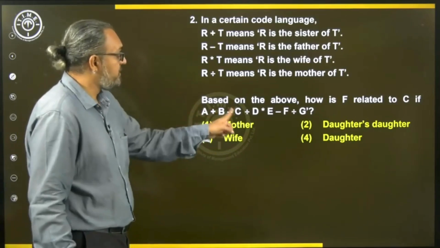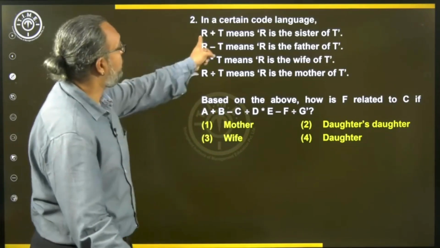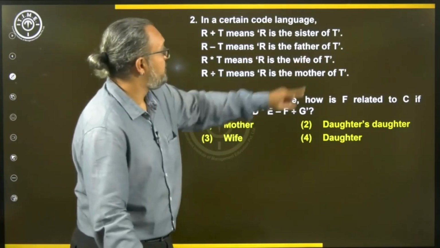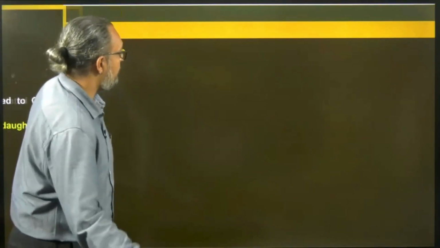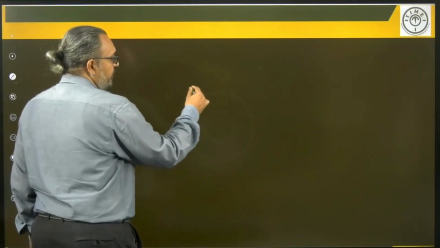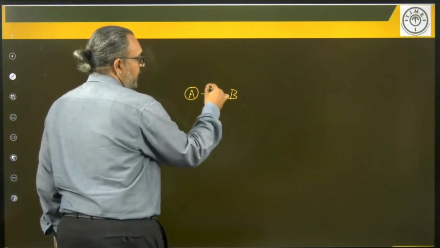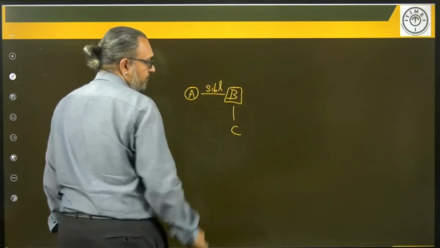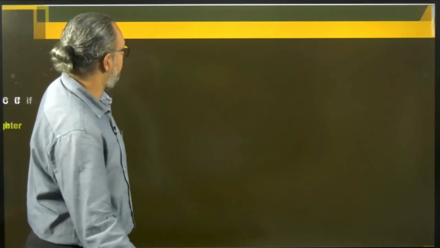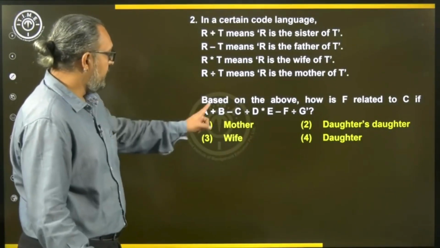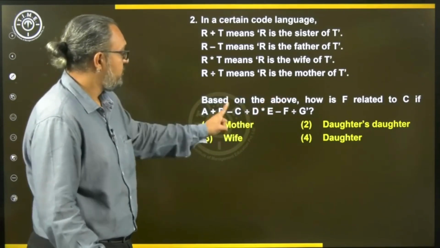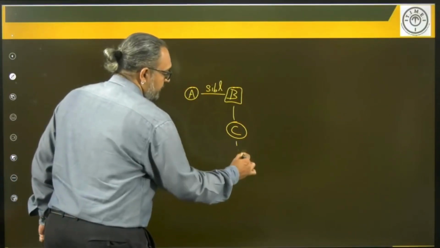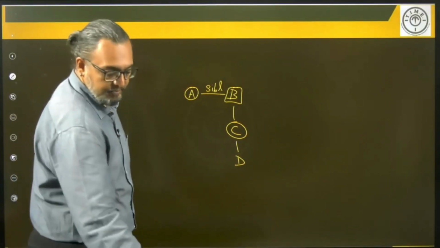So we have A plus B minus C. A plus B means A is the sister of B. Then B minus C means B is the father of C. So A is the sister of B, so they are siblings, and B is the father of C, a male, correct? Then C divided by D, division is mother, so C is a mother to D, correct?